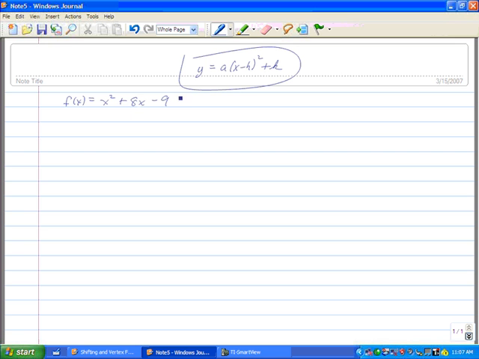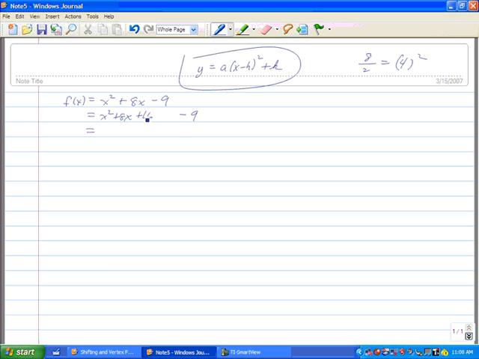So we need to take this and make it look more like that. And here's how we do it. We're going to take the x squared plus 8x and sort of separate them from the minus 9. When you complete the square, remember, you take half of the b. So we're going to take 8, cut it in half, and then you square. So we're going to add a 16 right here. The reason we want to add a 16 there is so that this can be factored.